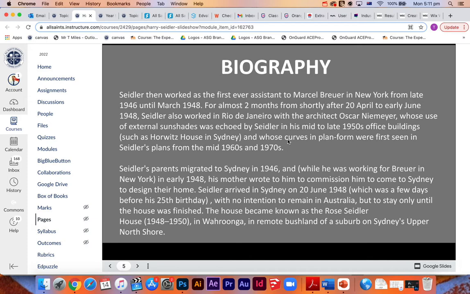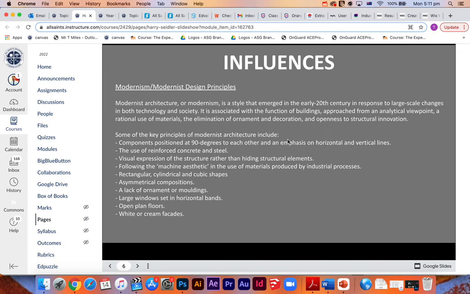So this is looking at modernism and modernist architecture and design principles. Modernist architecture or modernism is a style that emerged in the early 20th century, in response to large-scale changes in both technology and society. It is associated with the function of buildings, and approached from an analytical viewpoint, a rational use of materials, the elimination of ornament and decoration, and openness to structural innovation.